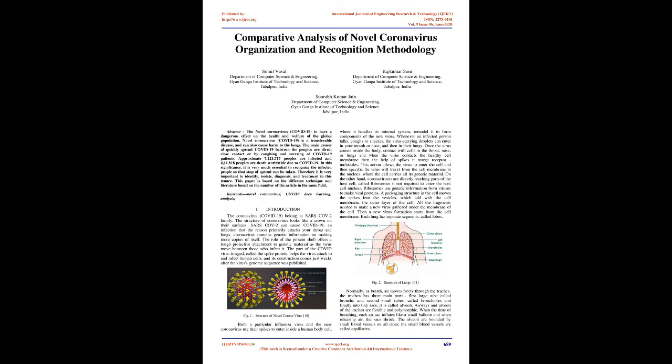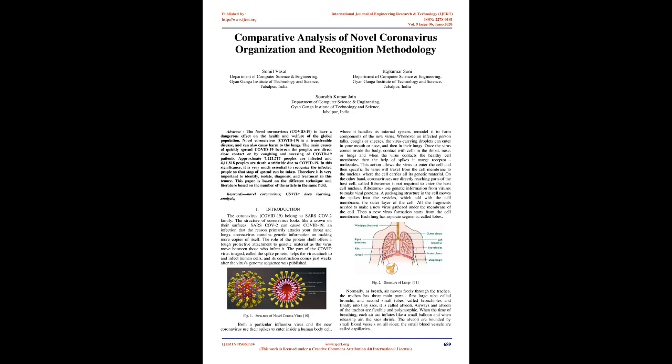This action allows the virus to enter the cell, and then the specific flu virus will travel from the cell membrane to the nucleus, where the cell carries all its genetic material. On the other hand, coronaviruses directly reach parts of the host cell called ribosomes, and are not required to enter the host cell nucleus. Ribosomes use genetic information from viruses to make viral proteins.